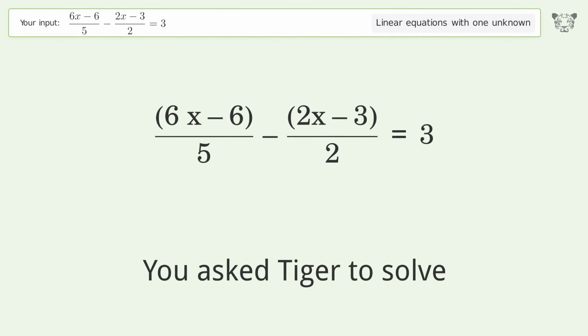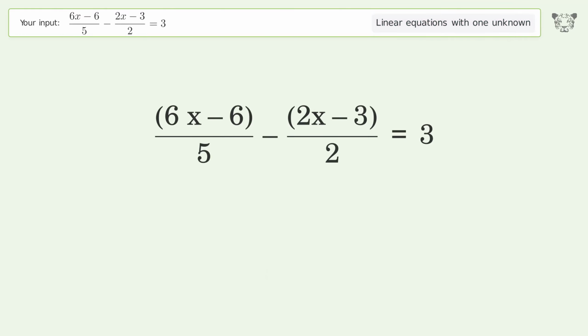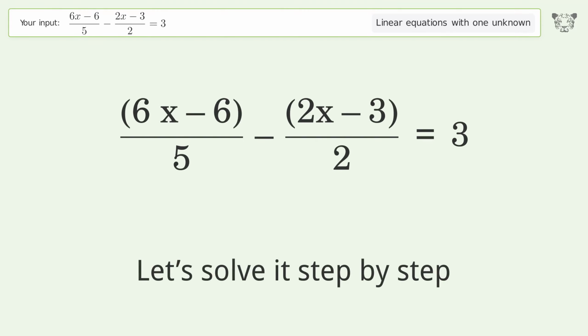You ask Tiger to solve. This deals with linear equations with one unknown. The final result is x equals 27 over 2. Let's solve it step by step.